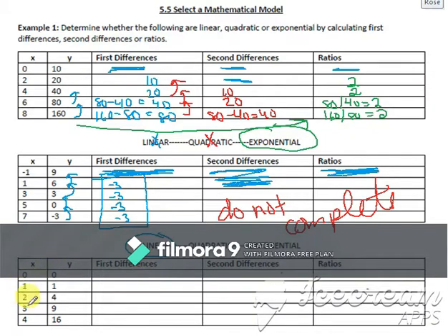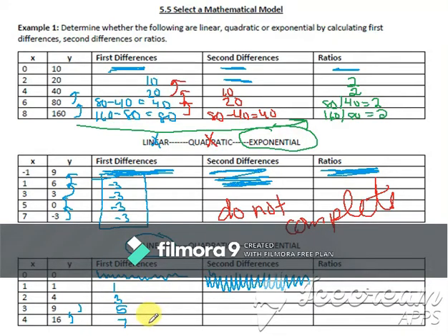Okay, and the last one, we're going to go up the y column again. 16 minus 9, I get 7. 9 minus 4, I get 5. 4 minus 1, I get 3. 1 minus 0, I get 1. And remember that the first box in the first differences is not filled in, and in the second differences 2 boxes are not filled in. Now, first differences are not constant, so it's not linear.